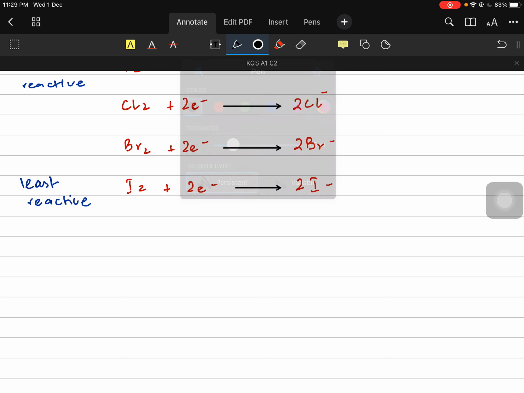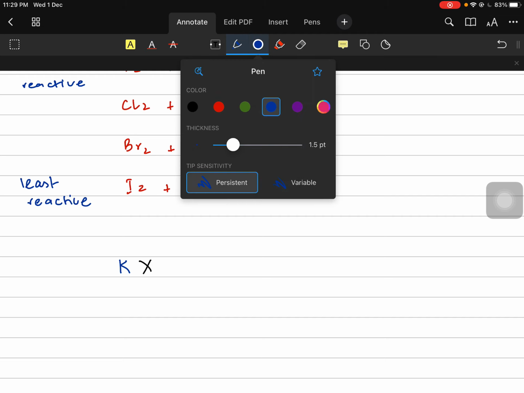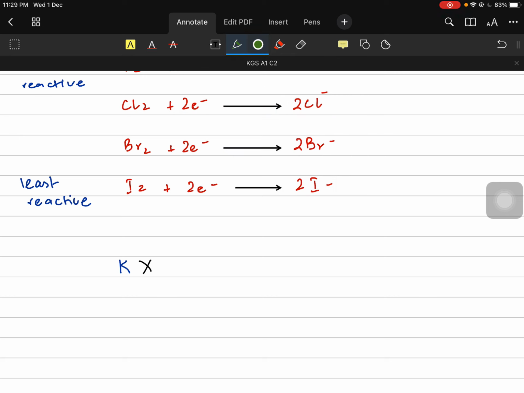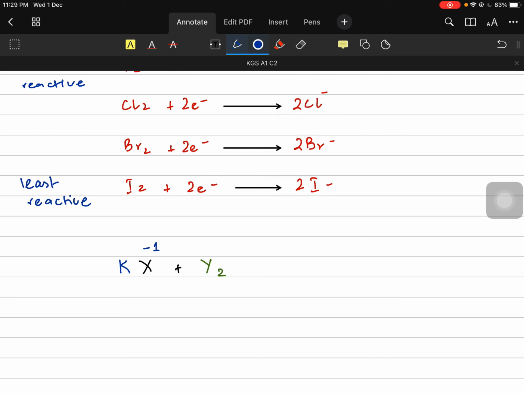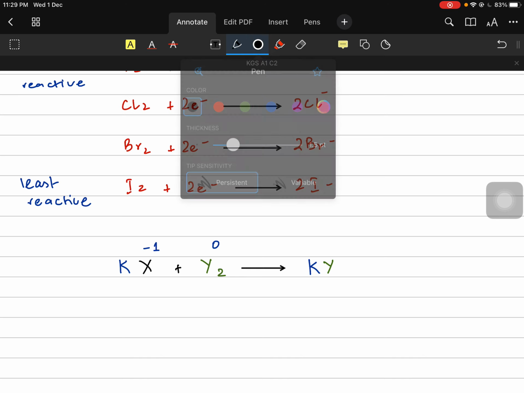For example, it's a halogen, obviously with a metal. For example, let's say potassium is over here. Another halogen comes in. For example, another halogen is Y. In the case of this reaction, halogen has obviously a charge of -1, but the other halogen has no charge on it, so it is a 0. By the end of the reaction, what happens is that potassium stays the same, but instead of making a compound with X, now it's a compound with Y, and the X separates itself.